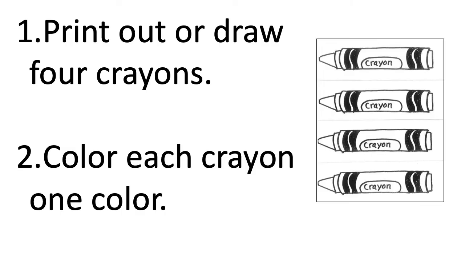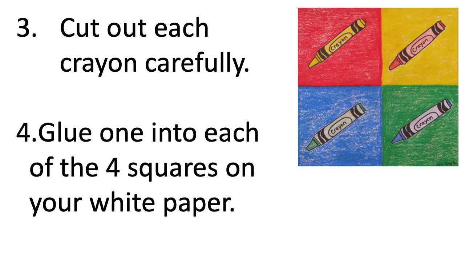Now, if you can print out the crayons, that's great. You're going to print those out, and we're going to color each crayon a different color. You want to use different colors than what you used in your background, but if you happen to use the same color, don't worry about it. Once you're done coloring, you're going to carefully cut out each crayon. Please put glue on the back of your crayon and glue it down in the same direction in each of the 4 squares, just like the picture shows you. And that's it. You've created pop art.